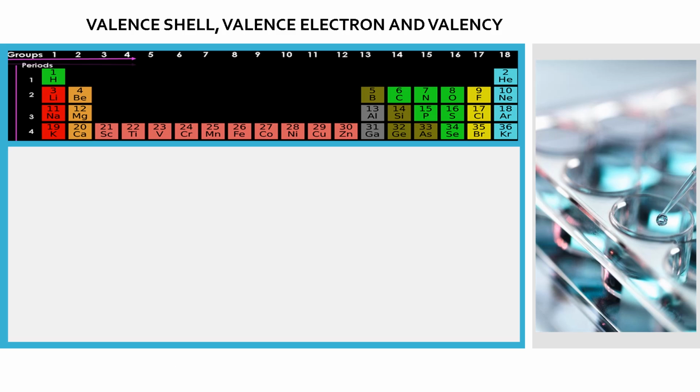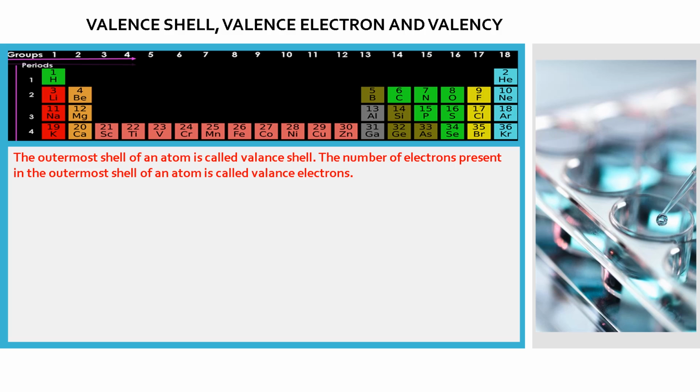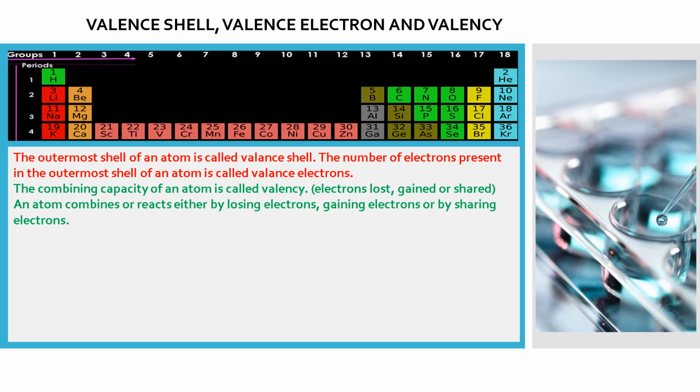So let us revise some of the basic definitions like valence shell, valence electron and valency. The outermost shell of an atom is called valence shell. The number of electrons present in the outermost shell of any atom is called the valence electrons. The combining capacity of an atom is called valency.